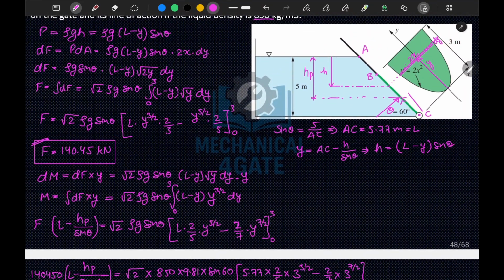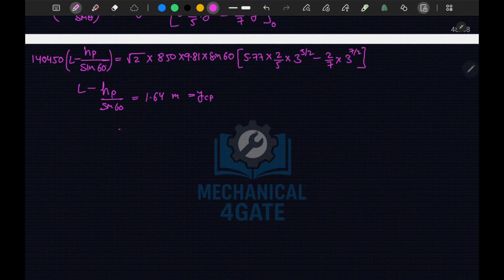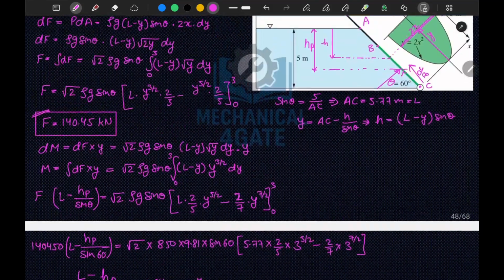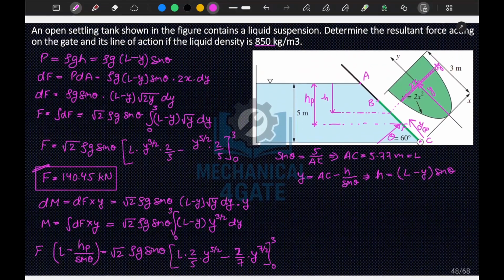Let's say this value is YCP. But if I talk about it from the free surface, that is the value of hp, so this becomes minus, L is 5.77 into sine 60. So from here we have calculated hp equal to 3.57 meter. I hope you get this point now. So with this, we are done with this session. Thank you.